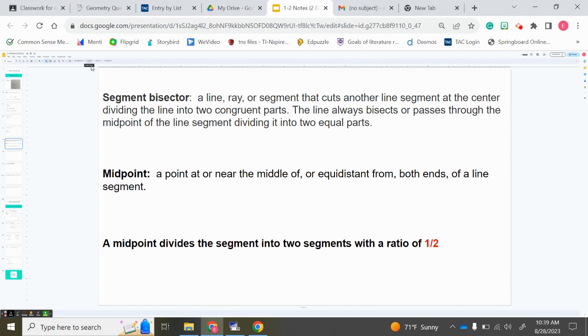And then make sure you write this down. A midpoint divides the segment into two segments with a ratio of 1/2, or you can state 1:2, whichever you prefer.